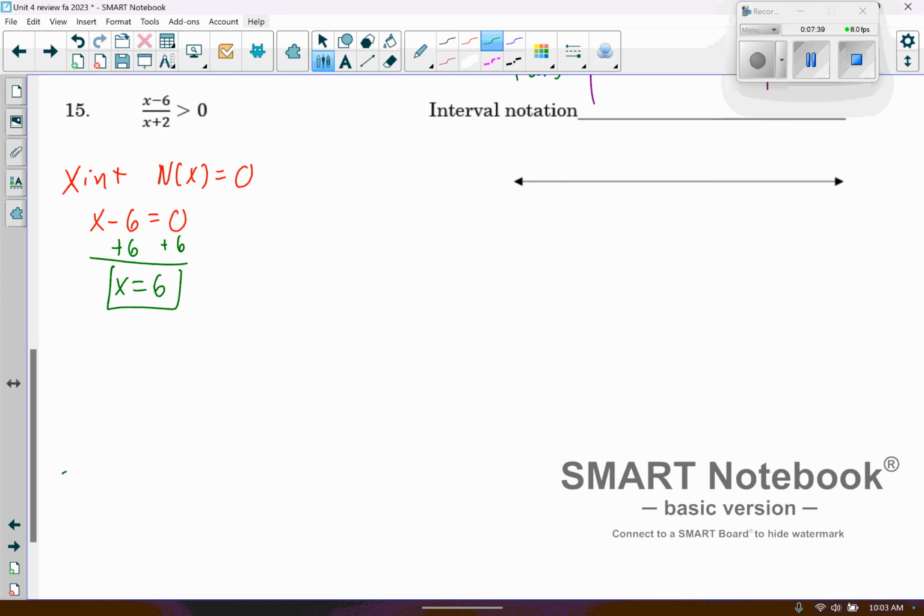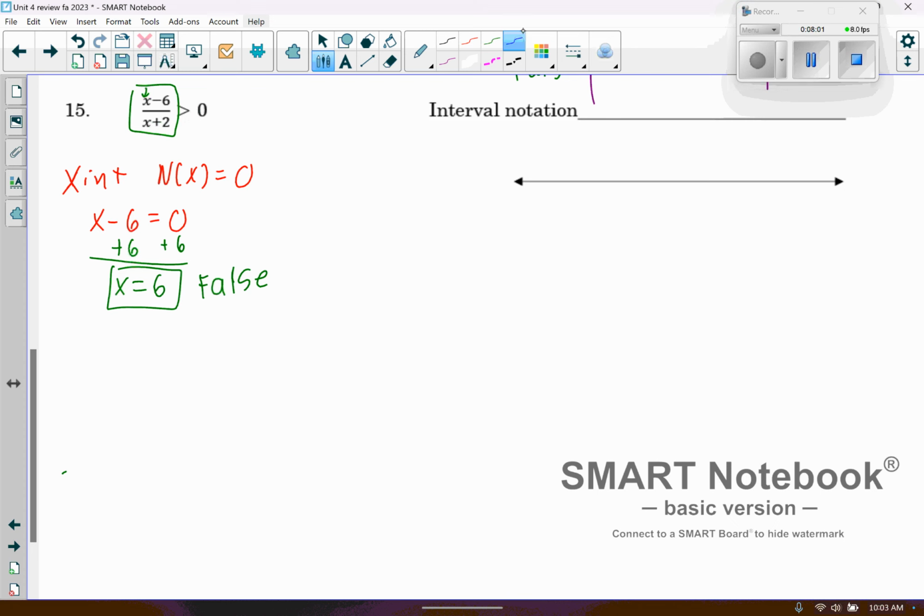And then you ask yourself, would that be true? Because if I plug in 6, this will all become 0 right here. Is 0 greater than 0? False. 0 is not greater than 0, right? Now, if I would have had the equals sign, then that would be a different story. Then it would actually come back true.